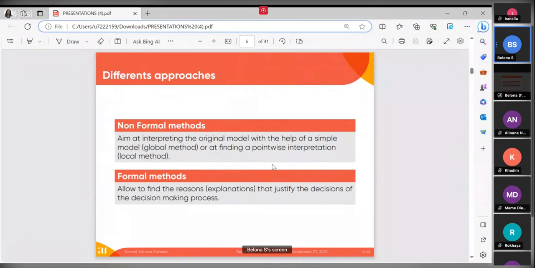Okay, to explain models, there are basically two types of approach. There are non-formal approaches that can be categorized into types, local and global. But also there is another approach called formal methods. Those methods actually help to justify the decision made by the decision making process. We will talk about it later. We go deep into each of the types later in the presentation.